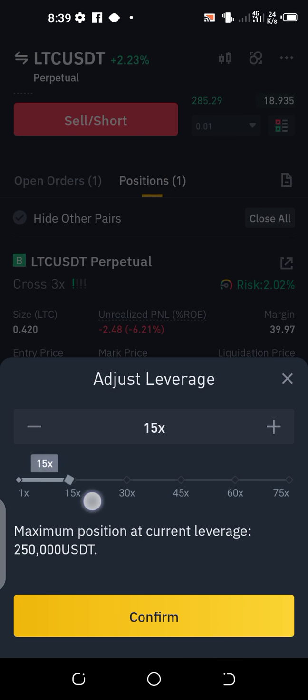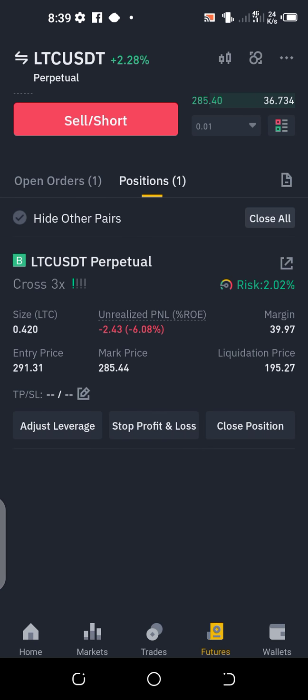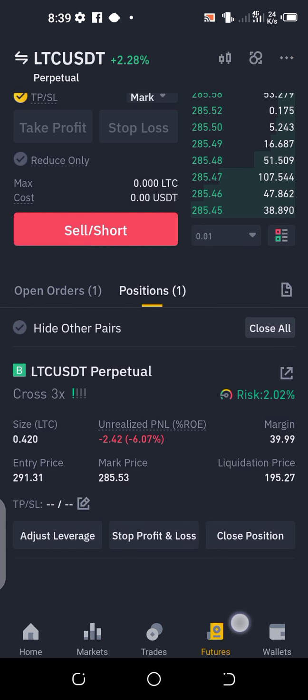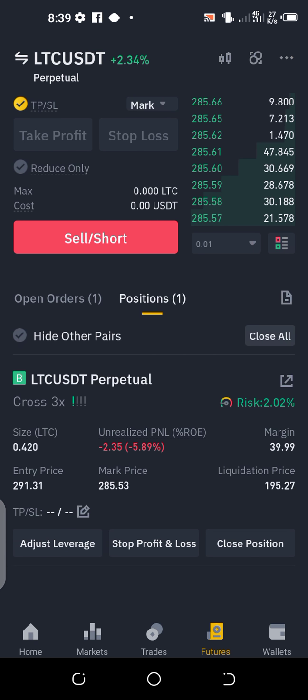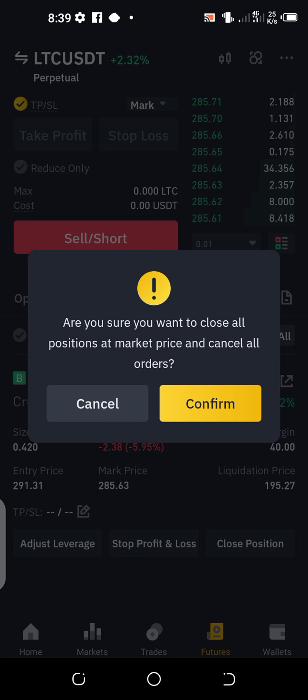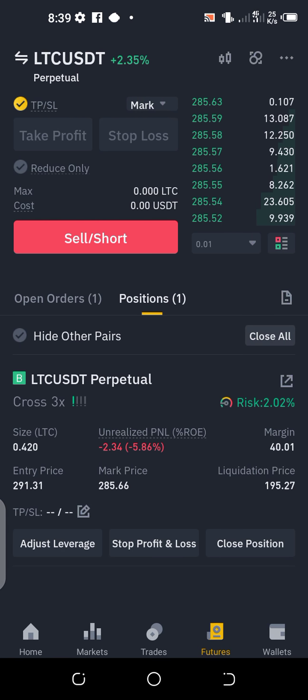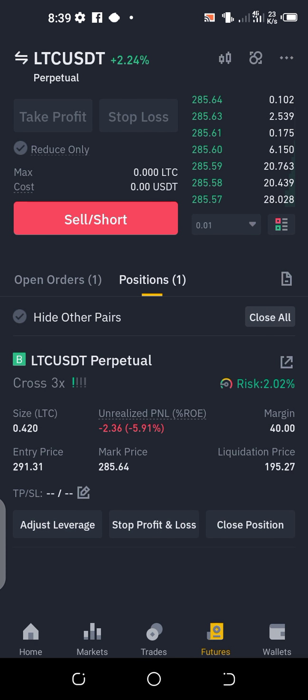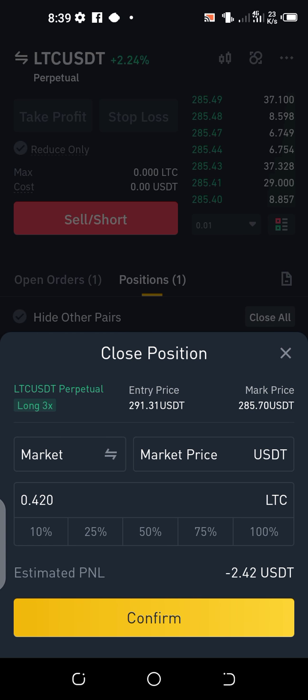You can adjust your margin on cross, but in isolated you can't adjust margin. Then if your trade is going in loss and you want to close immediately, close everything, you click here. Once I confirm now, all the trade will close, put in loss instantly. But if I want to close a particular position, I will click here.